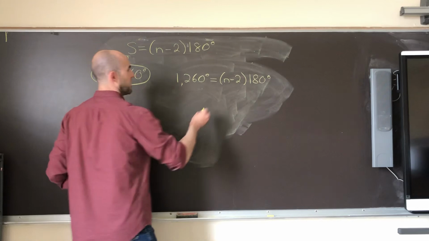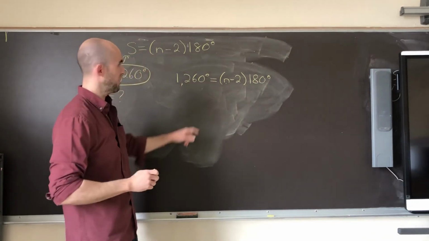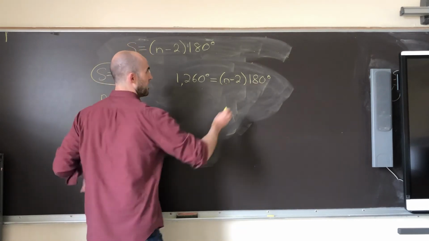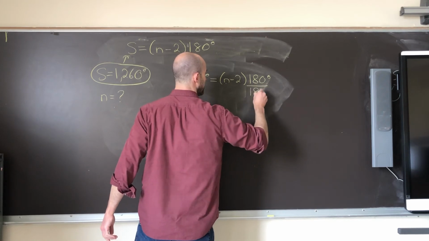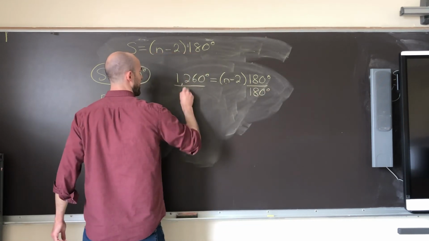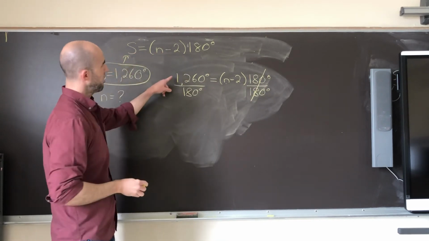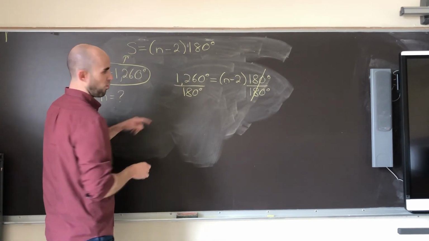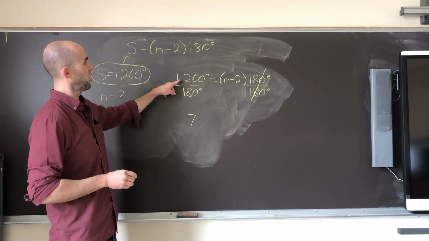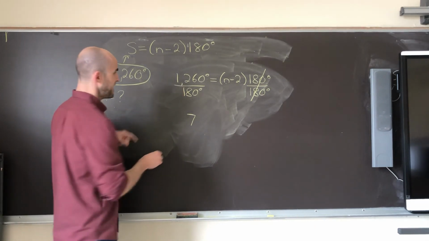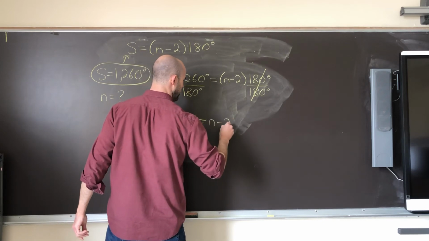We want to solve for n, right? Same thing we did before. Get n by itself. We want to get rid of everything that's not with n to begin with, right? So 180, whenever it's next to parentheses, it's multiplication. Opposite of multiplication is division. So divide this by 180, divide this by 180, right? The 180s cancel out. So we know that 1,260 divided by 180 is going to give us 7. And now just rewrite what's left over: 7 equals n minus 2.